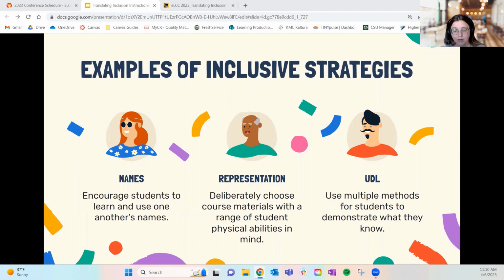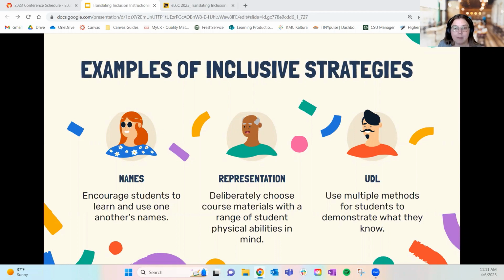Some more concrete examples. Encouraging students and faculty yourselves to not only learn the correct pronunciation of your students' names, but then also to use one another's names to build that foundation of community. That's one example. Representation, so deliberately choosing course content that's representative of a range of students.